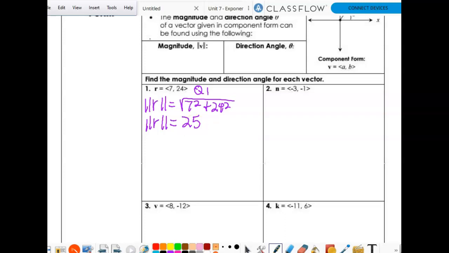Okay, now everybody do the inverse tangent, right? The tangent of theta equals 24 over 7. So everybody get an angle. So I got 73.739. How many of you got that?